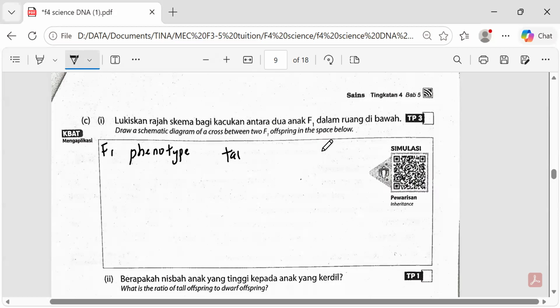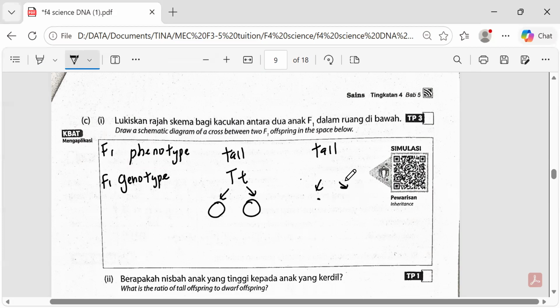Papa is tall, Mama is also tall. Genotype is what? Big T, small t. Okay, do this one. And do the gamete like just now like that. Try and see. Okay? You know what I want you to do, and do the gamete. It looks like the same as his.